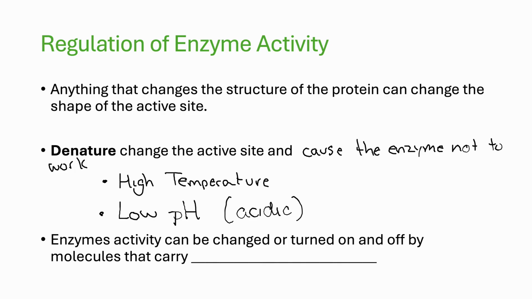So enzyme activity can be changed or turned on and off by molecules that carry chemical signals. When you need a specific enzyme, chemical signals are sent out that allow the body to know we need these enzymes to be activated. So again, your body controls when the enzymes are doing their job and when they are slowing down. Enzyme activity can be changed by our body, and chemical signals are what perform that.